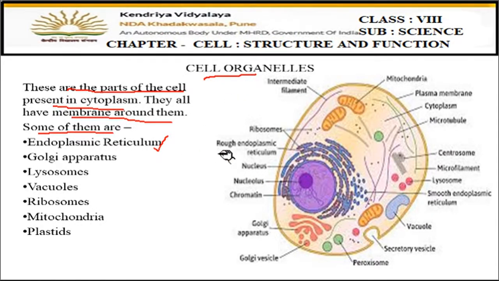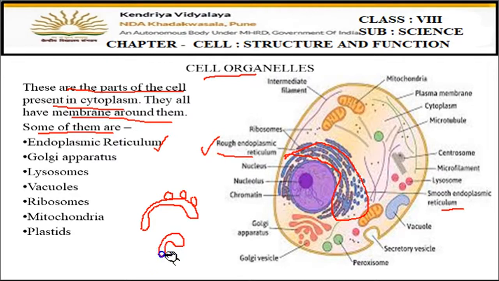So here you can see there is a rough endoplasmic reticulum and a smooth one. There are two types, right? So this whole is the endoplasmic reticulum. They are attached to the nuclear membrane here. Now the endoplasmic reticulum that has ribosomes present on it, these circular ribosomes, is called rough endoplasmic reticulum. And if these ribosomes are absent, if it is plain, then it is smooth endoplasmic reticulum. Fine. So this is one of the cell organelles.